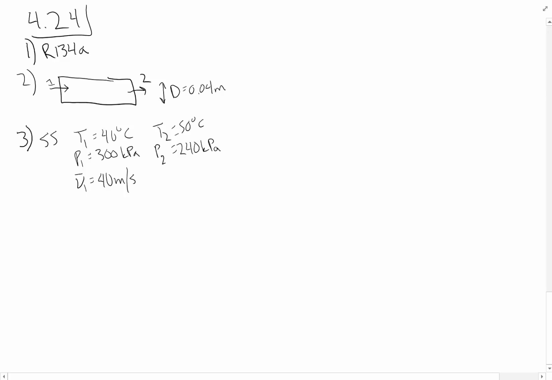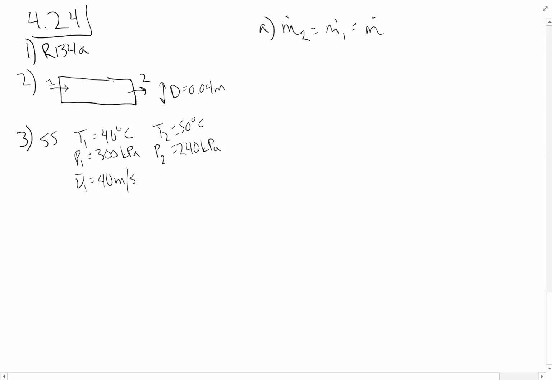And what I'm asked to find is the mass flow rate of the refrigerant and the velocity at the exit, and the rate of heat transfer between the pipe and its surroundings in kilowatts. So let's take those one at a time. First of all, let's find m dot at the exit. So that's m dot 2. Or sorry, it just says the mass flow rate of the refrigerant, which is good because m dot 2 equals m dot 1 equals m dot.